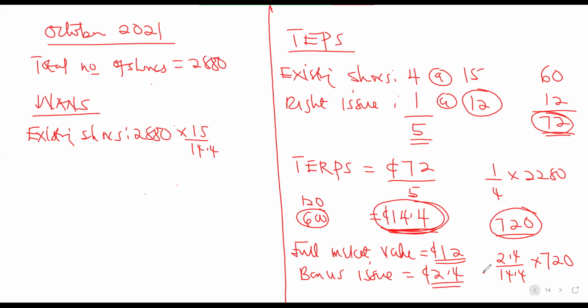It will have effect on the existing shares. If you multiply this, what are we getting? 8,000. Okay. So you can also multiply this first and then multiply 15 over 14.4. We have 3,000.